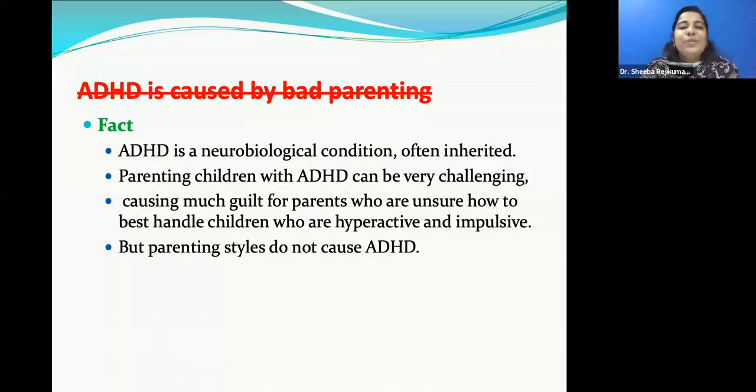So ADHD is a neurobiological condition, often inherited. Parenting children with ADHD can be a real challenge, causing much guilt for parents. When does this guilt come? By beating them up, by not giving them what they are wishing. So parents are unsure how to best handle children who are hyperactive and impulsive. But parenting styles do not cause ADHD. Remember that parenting styles can badly as well as goodly affect ADHD.